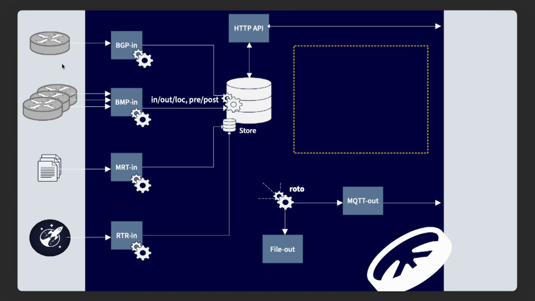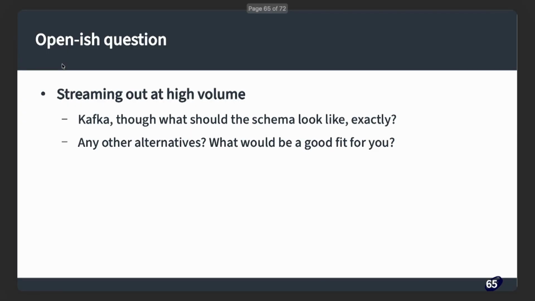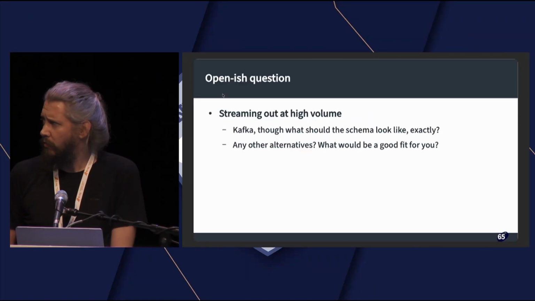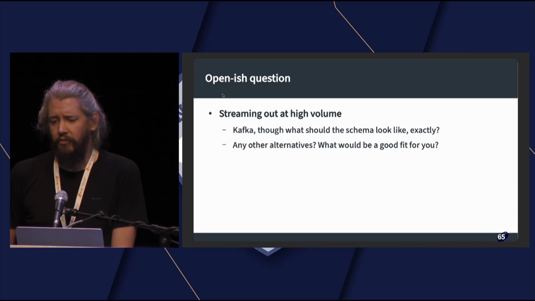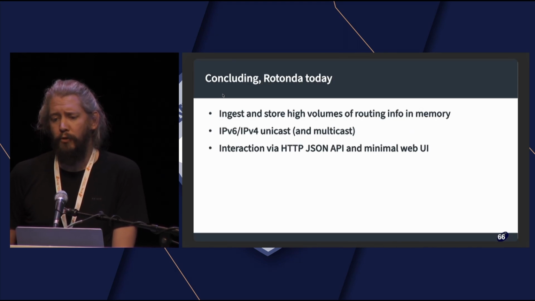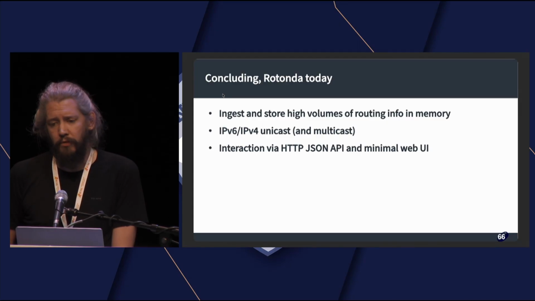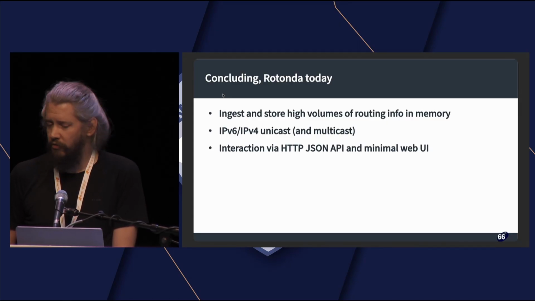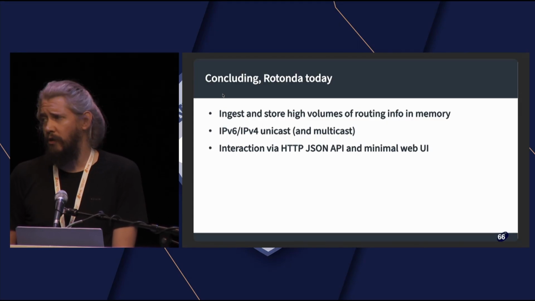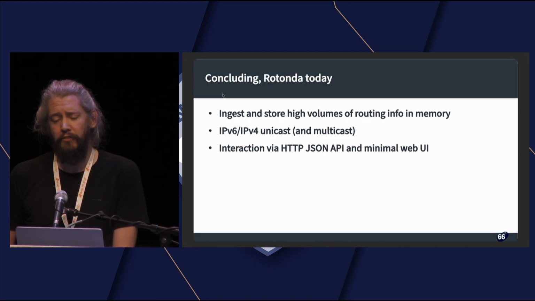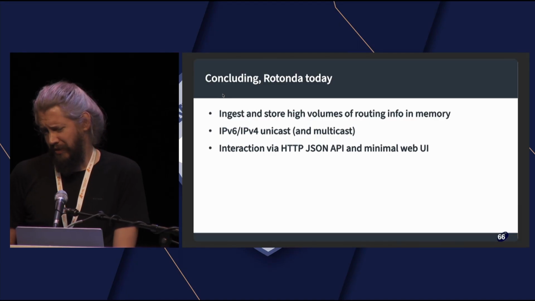So, big blank blue spot. We need to stream out at high volume. We somewhat settled for Kafka now, but if anybody has better ideas, please let us know. Concluding, with Rotonda, we're able to store loads and loads of unicast stuff, and you can get it out with your favorite curl. And there is a web UI, but I'm not going to show it.